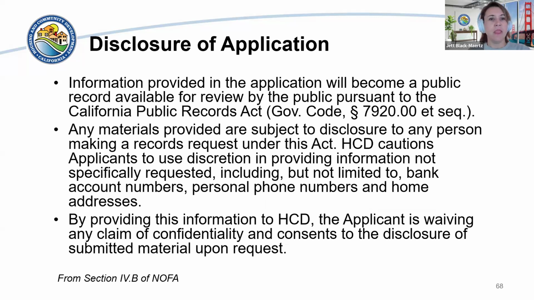Disclosure of application. Information provided in the application will become a public record available for review by the public pursuant to the California Public Records Act, cited here. Any materials provided are subject to disclosure to any person making a records request under this act. HCD cautions applicants to use discretion in providing information not specifically requested, including but not limited to bank account numbers, personal phone numbers, and home addresses. By providing this information to HCD, the applicant is waiving any claim of confidentiality and consents to the disclosure of submitted materials upon request.